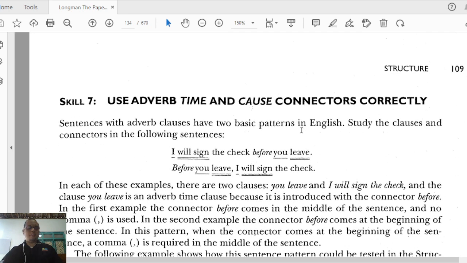Okay, next number 7. Skill number 7. Use adverb time and clause connectors correctly. Sentences with the verb clause have 2 basic patterns in English. Study the clause and connector in the following sentence. I will sign the check before you leave. Or you can move the other way around. But this time we have to be with the comma, ya. Jadi kalau kata sambungnya di awal, ya, itu harus ada koma di sini. Before you leave, comma, I will sign the check.